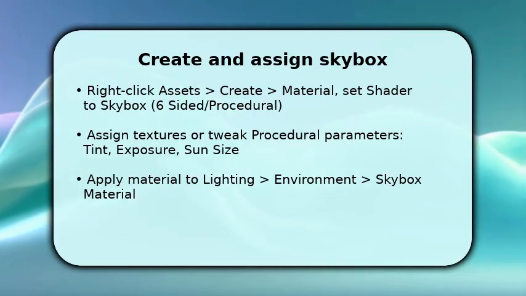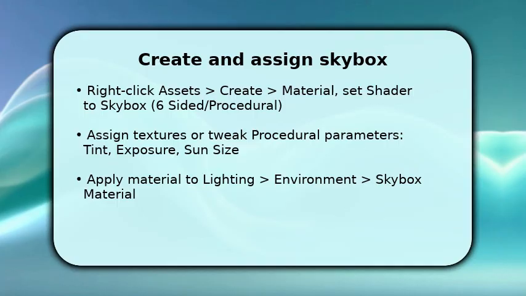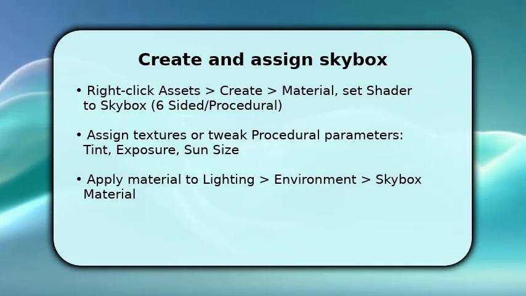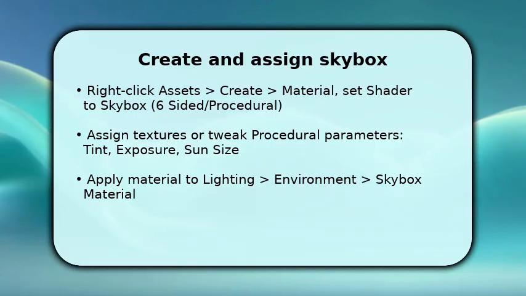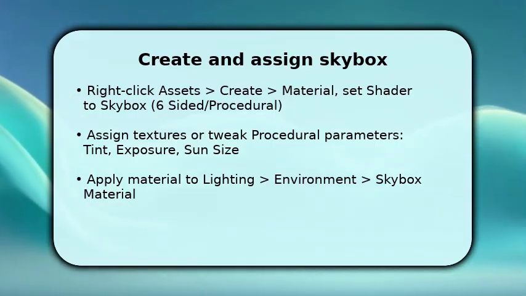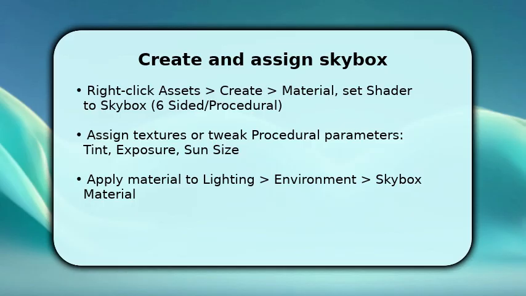Skybox/Procedural for dynamic control or Skybox/6-Sided for texture sets. Next, assign your textures to the corresponding faces or adjust procedural properties like tint, exposure, and sun size to match scene lighting. Once done, drag the Skybox material into Lighting, Environment, Skybox Material to apply it.